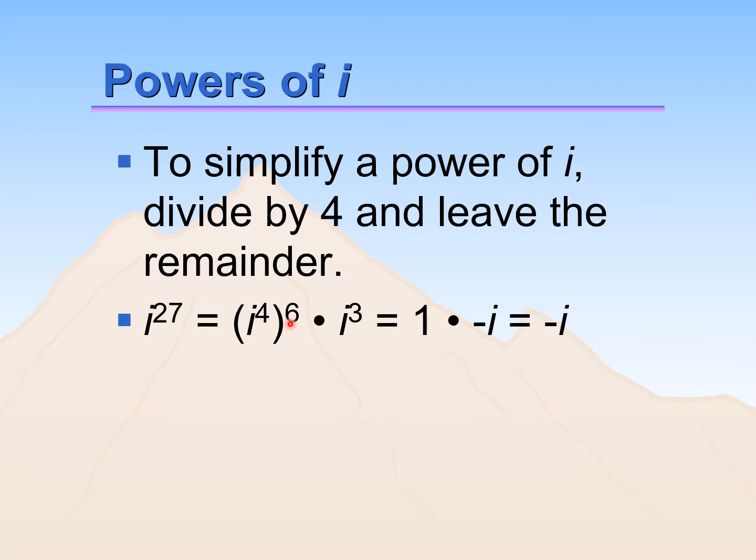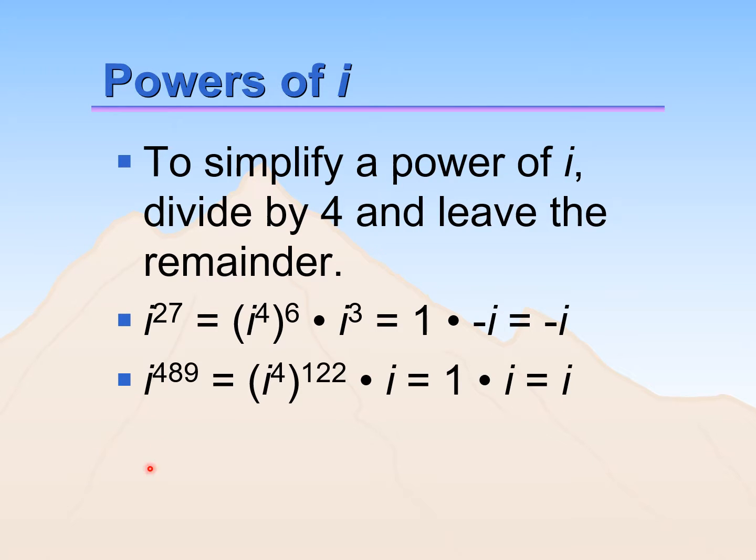So 4 times 6 is 24, with a remainder of 3. This is where they get i to the 3rd, because this represents the 3 remainder. Remember, i to the 4th is just 1, so you have 1 to the 6th power, which is 1, and then you have i to the 3rd power, which you memorize to be negative i. So you have 1 times negative i, which is negative i.